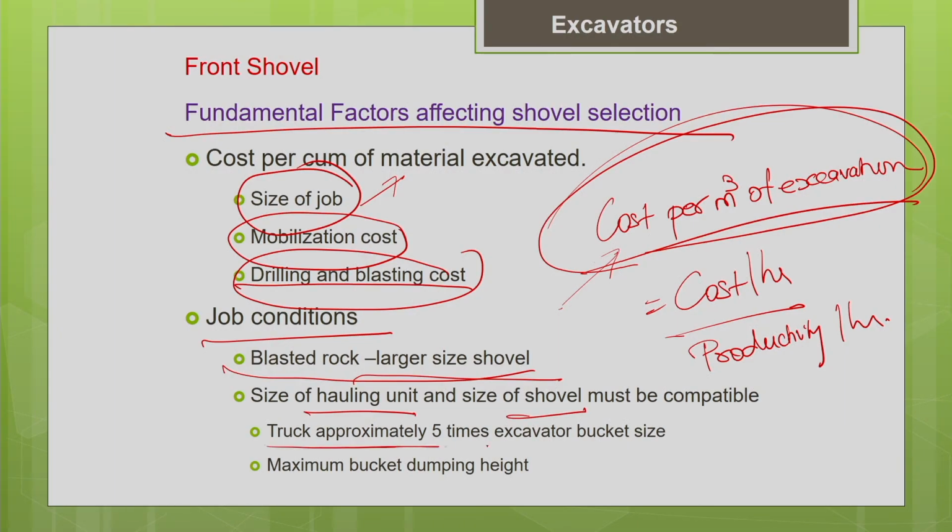So based upon the studies, people have found out it is always advisable to go for a truck with approximately 5 times the excavator bucket size. So go for a truck with 5 times the bucket size. So that is the ideal selection. So that will help you to give the optimum productivity for both the machines.